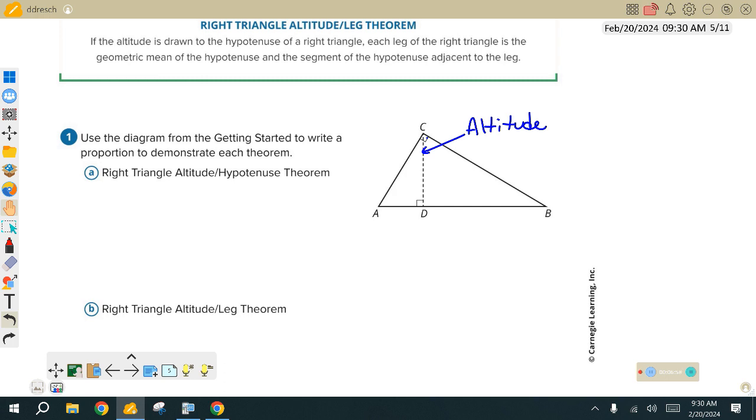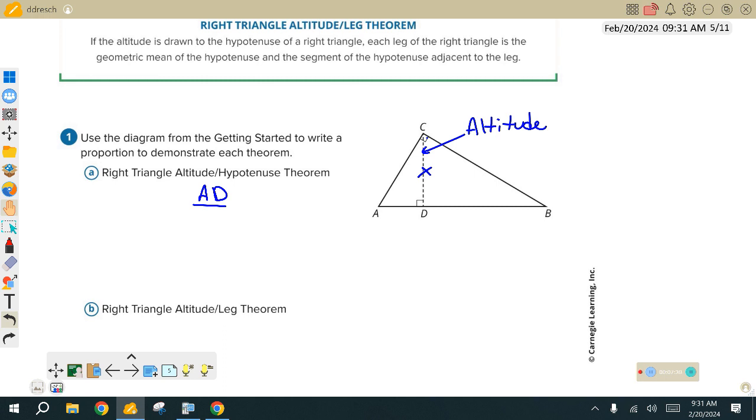What it does here is it creates another proportion. I'm going to call this x. And it's going to create what we call the geometric mean. It's going to be this following proportion. This itty bitty part, which we're going to call AD.